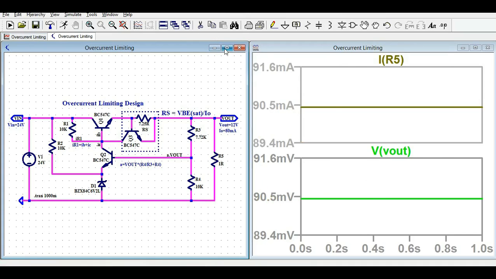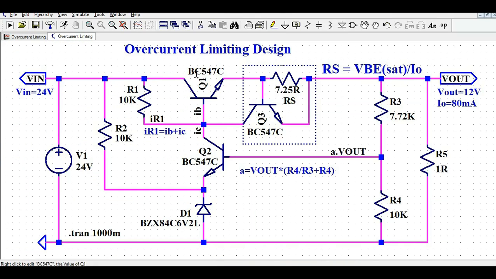So guys, I hope that you have understood how you are going to design the overcurrent limiting circuit for your linear regulator, if you're designing your linear regulator using some discrete components.